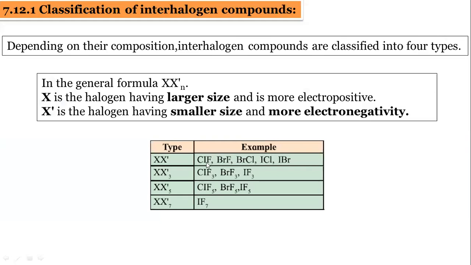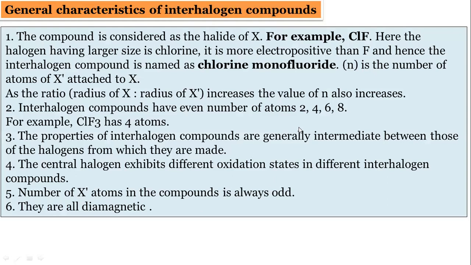Also we can see in this table that the number of atoms is 2 here, the number of atoms is 4 here, the number of atoms is 6 here, and the number of atoms is 7 plus 1, 8. This means interhalogen compounds always have an even number of atoms: 2, 4, 6, and 8.